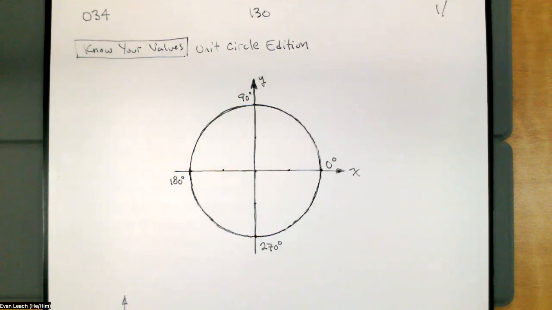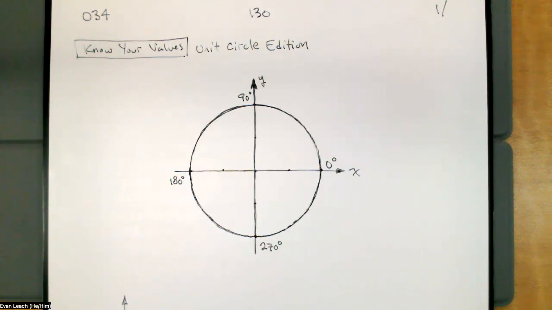All right, let's talk about knowing our values, unit circle addition. We started by learning sine, cosine, and tangent of 30, 45, and 60 using our iconic triangles, our isosceles right triangle and our 30, 60, 90 triangle. Then we take those three and translate them into other quadrants using reference angles. So we wanted to learn 30, 45, and 60-degree reference angles in all four quadrants.